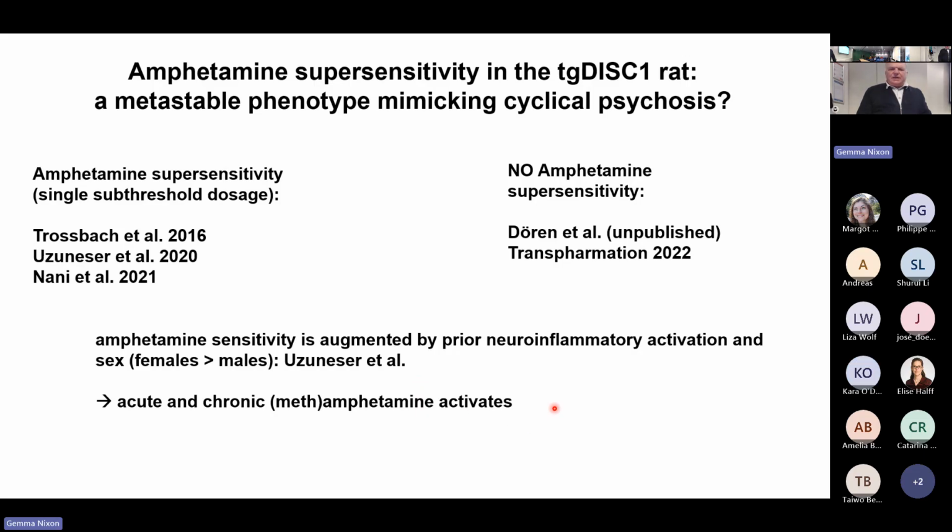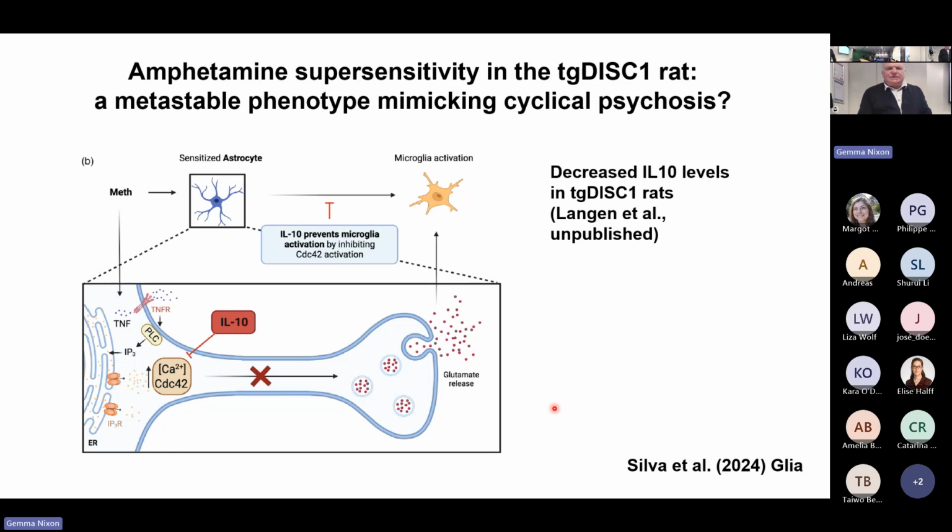And now, our current model is that amphetamine supersensitivity is this metastable phenotype that is governed by variable levels of DISC aggregates. And what we see in this red, and this is unpublished data, is we have decreased IL-10 levels. IL-10 is an anti-inflammatory cytokine, and it has been described that amphetamine basically acts via the astrocyte and IL-10 to inhibit microglia activation.